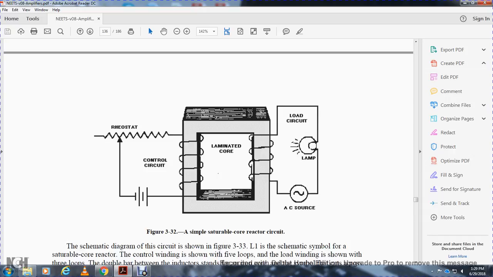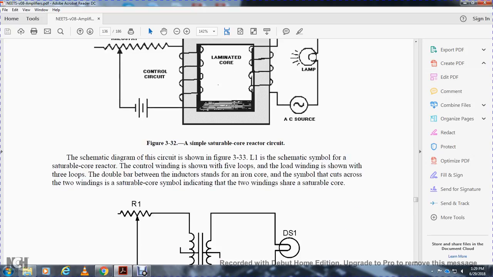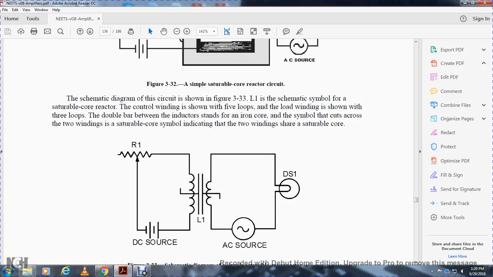Figure 332 shows a simple saturated core reactor. It shows the rheostat, the voltage source, and the battery around the laminated core, and the load circuit on the other side with the AC source and the lamp. The schematic diagram shown in Figure 333 has inductor 1 as the schematic symbol for the saturated core reactor. The control winding has 5 loops, and the load winding is shown with 3 loops. The double bar between the 2 inductors indicates the iron core, and the symbol cuts across the 2 windings, indicating 2 windings share the saturatable core.